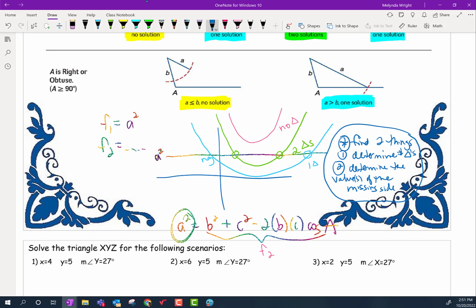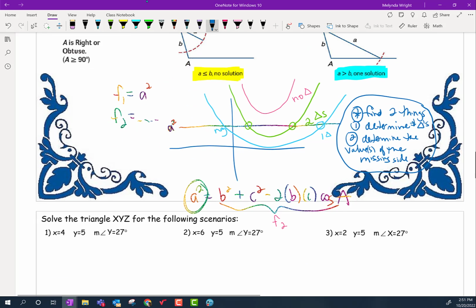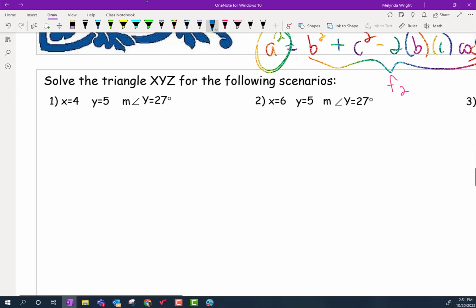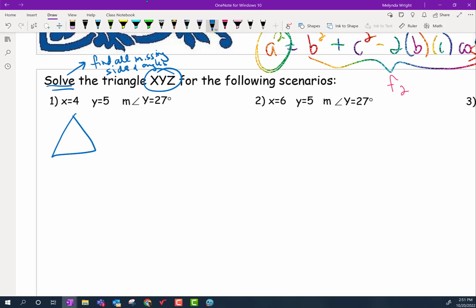Okay, so let's take a look at our first example, keeping those things in mind. That's our scratch work. So we're going to go here to this first one, and let's draw our triangle. These are all triangle XYZs, and it says solve the triangle. What does that mean, solve the triangle? It means find all missing sides and angles. They want you to find all the missing sides and angles.